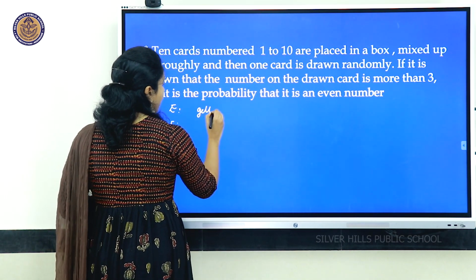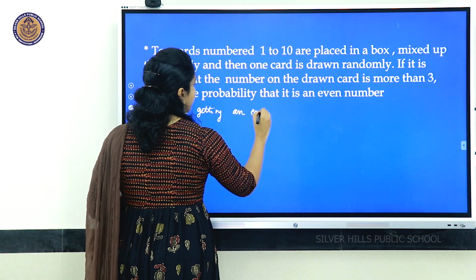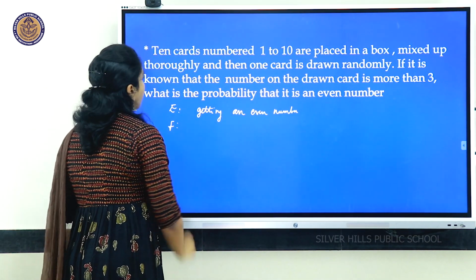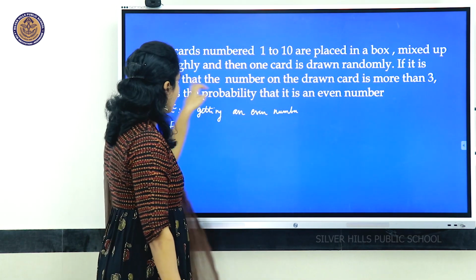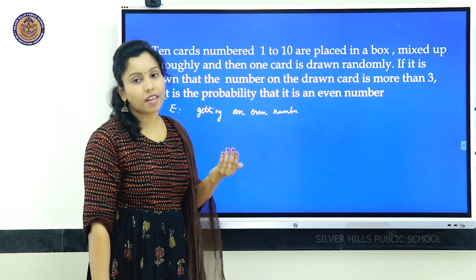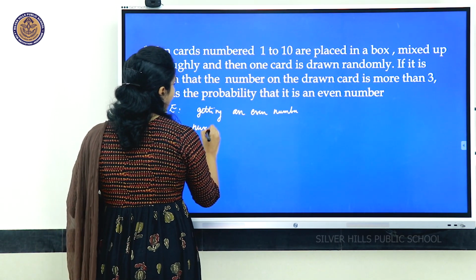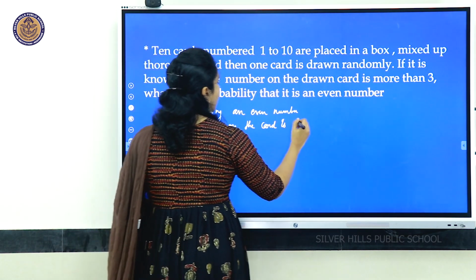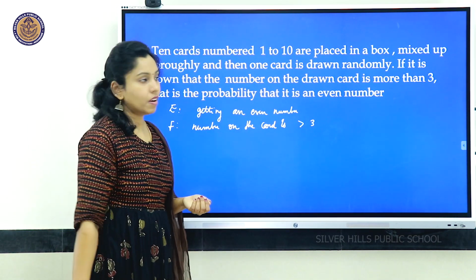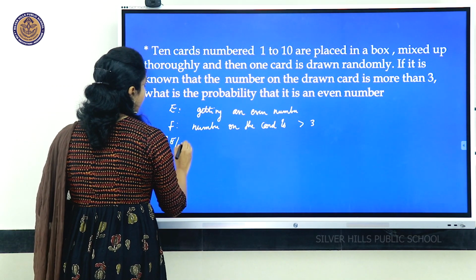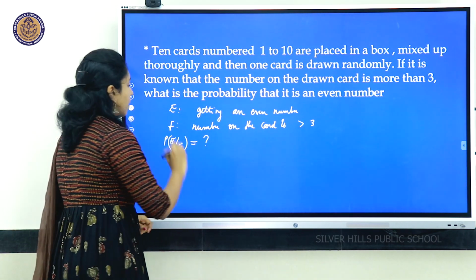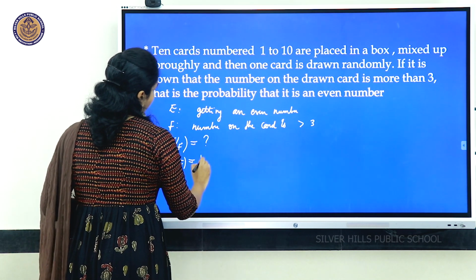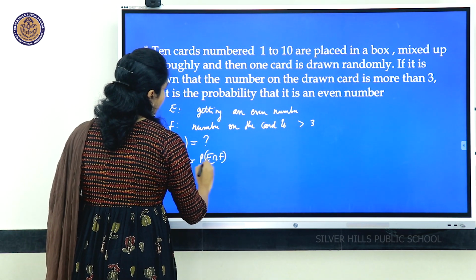So, let us select getting an even number as event E. And what is F? See, something which we know. If it is known that the number on the drawn card is more than 3. So, number on the card is greater than 3. This is what we know. Now, we need to find P of E given F. Okay.